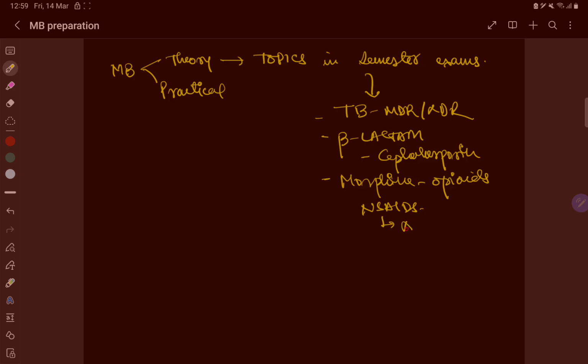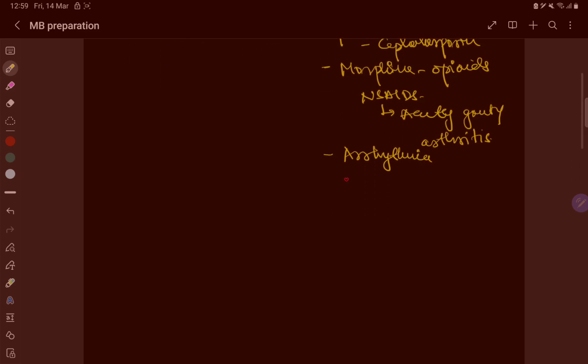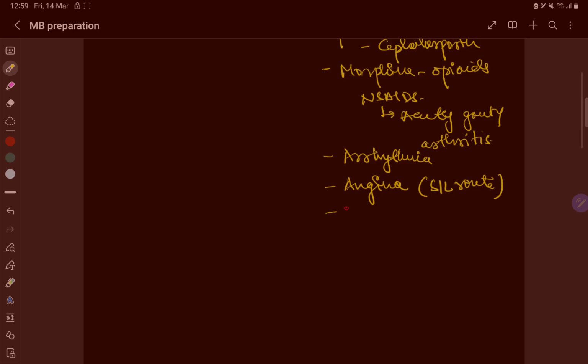If NSAIDs, acute gouty arthritis. So more drugs like arrhythmia, angina, here the sublingual route in the short note. All right, arrhythmia. Then there is heart failure, new drugs.